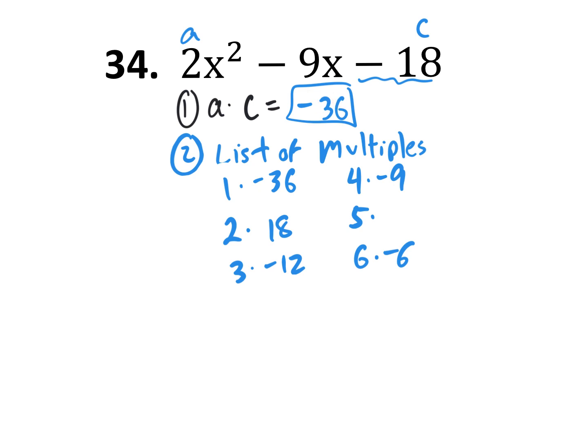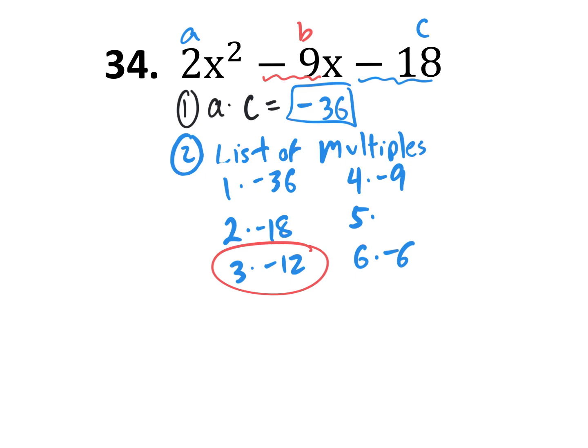Now the question is, which of these pairs, when I combine them, give you the middle value, the b value, which in this case is negative 9? Well, if I add negative 36 and 1, that'll give us a negative 35, and that middle value is obviously not negative 35. Oh yeah, by the way, I forgot to put a negative on the 18 here. I'm sorry. 2 times negative 18. If I add negative 18 plus 2, that'll give me negative 16, and that's not negative 9. If I add negative 12 plus 3, that will give me a negative 9. So this is the exact pair of numbers that I want for step 2.